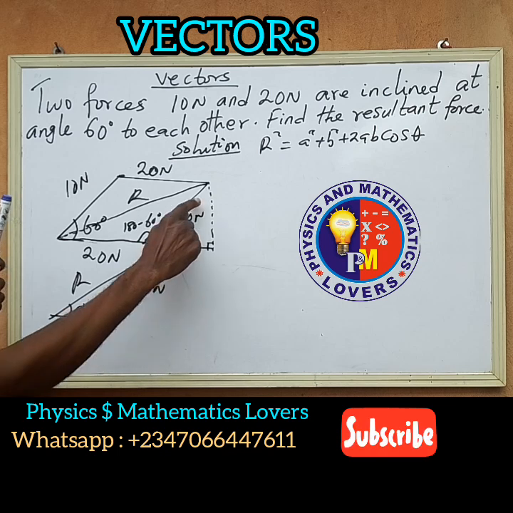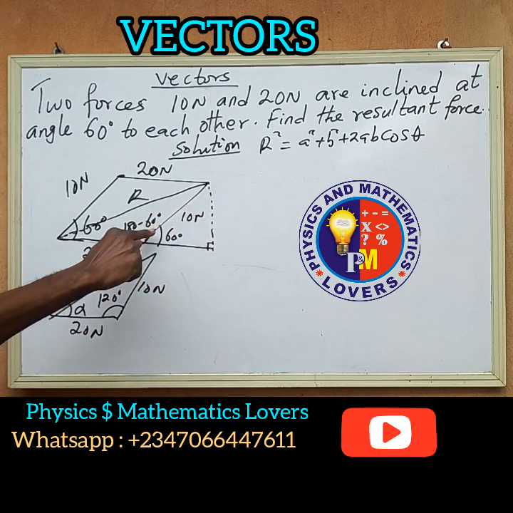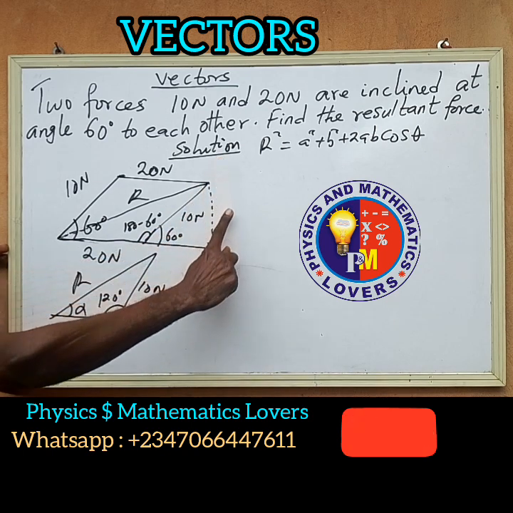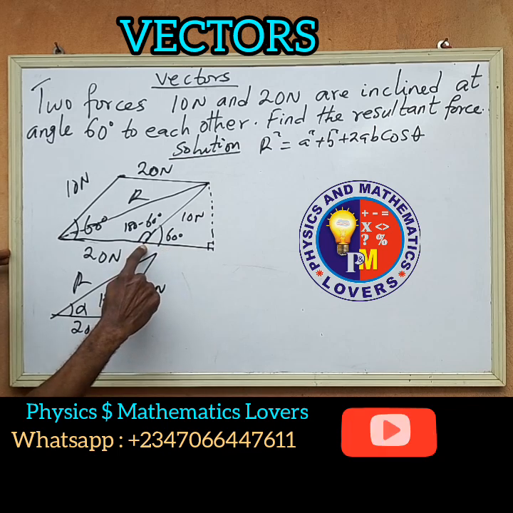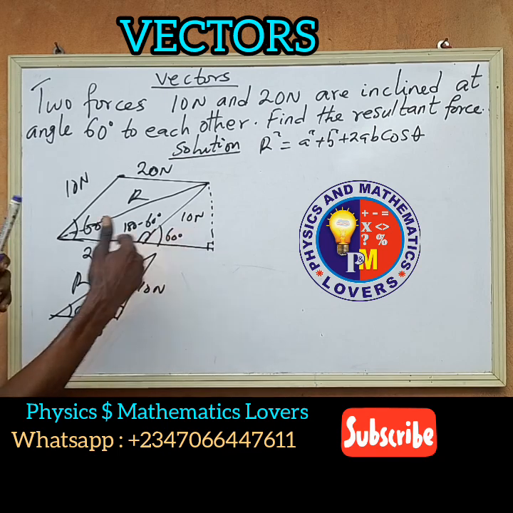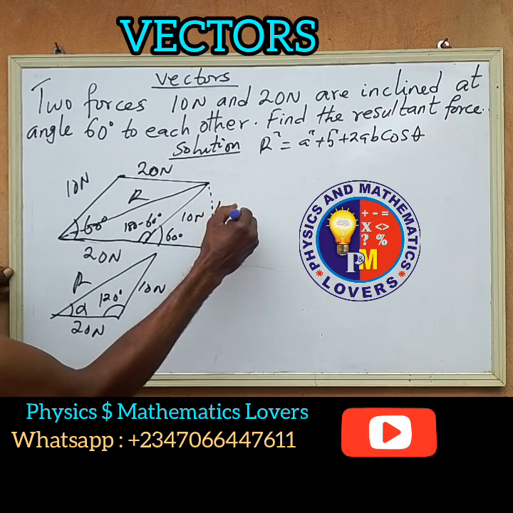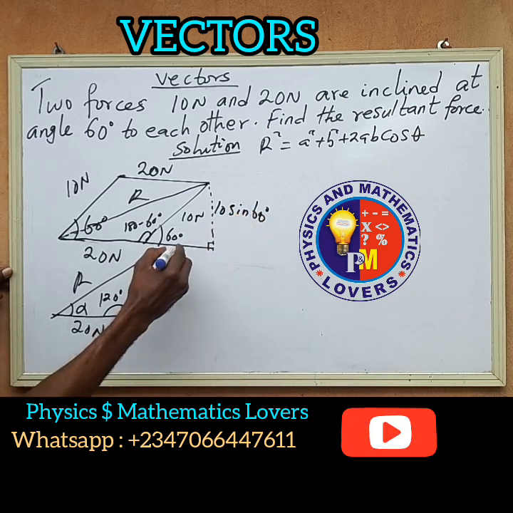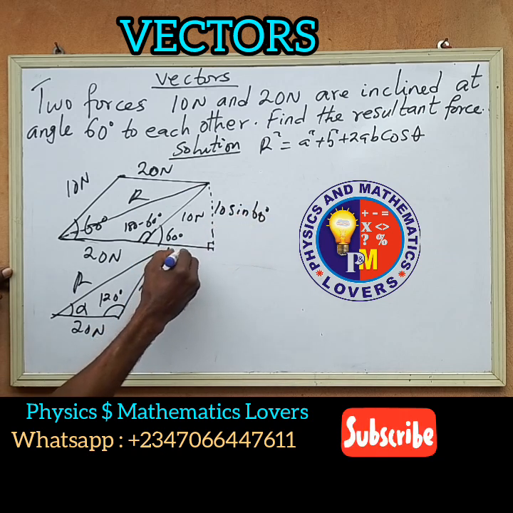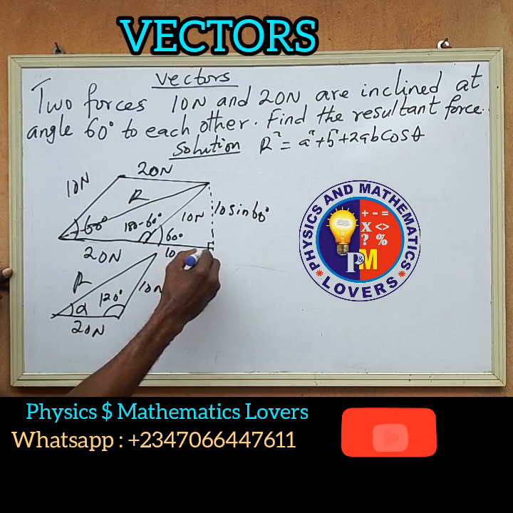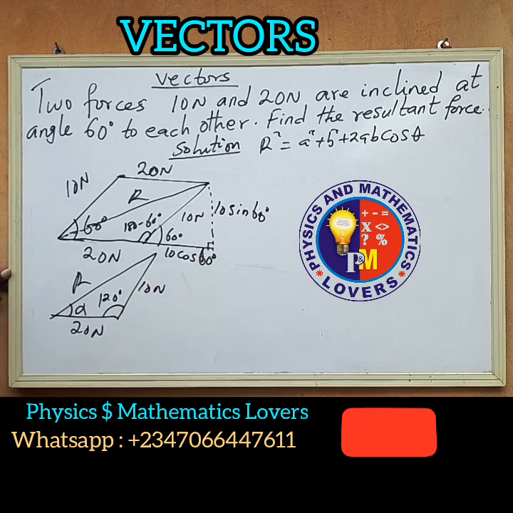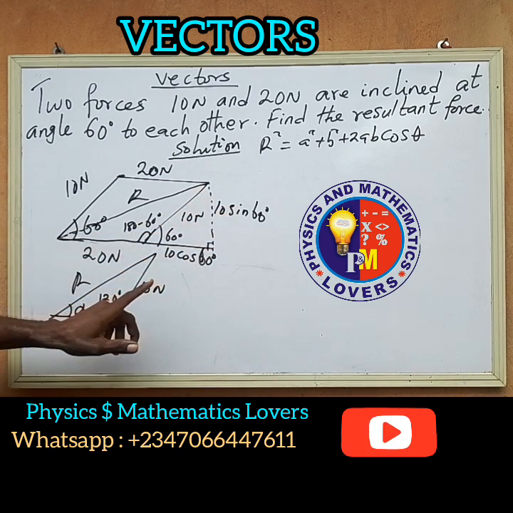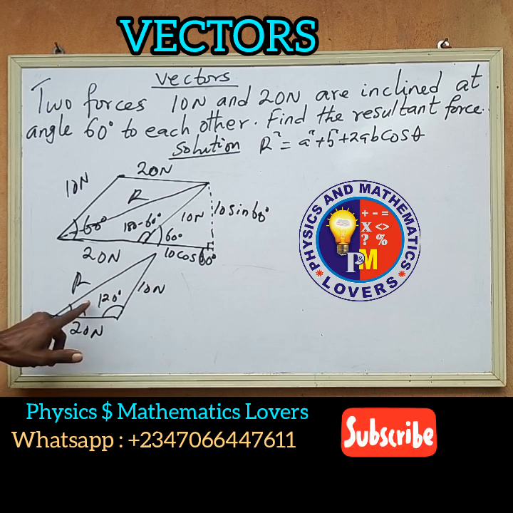60 degrees. So that means that this 10 Newton is now the hypotenuse of this right-angled triangle. So let us look at the vertical component and the horizontal component of this. Here we have 10 sine 60 degrees. And here is 10 cos 60 degrees. We're going to make use of this one later, but first of all, let's calculate the resultant.